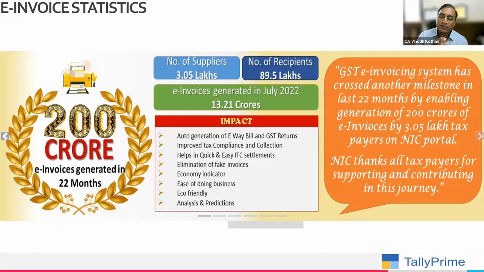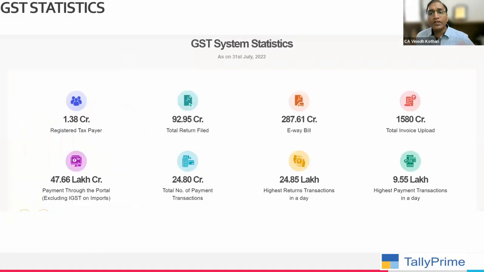And why is e-invoicing done? So that it becomes easy both for the supplier and the recipient to update the data of purchases and sales in electronic format, and this in turn will help them to claim the ITC, and various other benefits are there. So this is a huge data. This is only for 22 months. Apart from this, there are almost 1.38 crore registered GST dealers and around 92 crore returns have been filed.